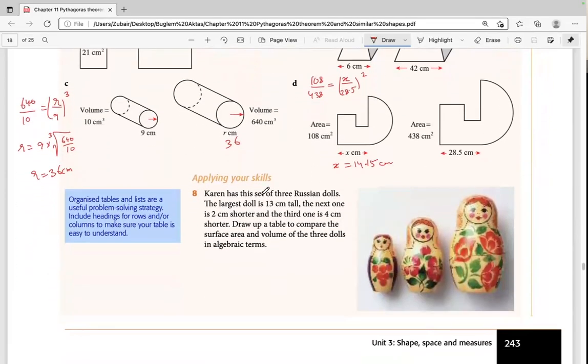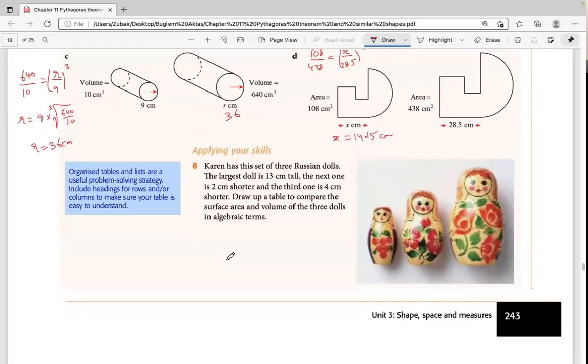Okay, applying your skills. Karen has this set of 3 Russian dolls. The largest doll is 13 centimeters tall. The next one is 2 centimeters shorter, and the third one is 4 centimeters shorter. Draw up a table to compare the surface area and volume of the dolls in algebraic terms.